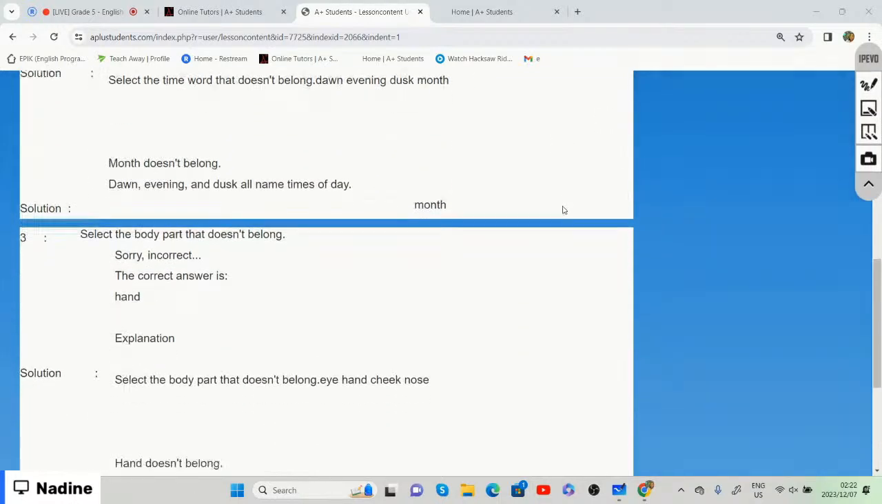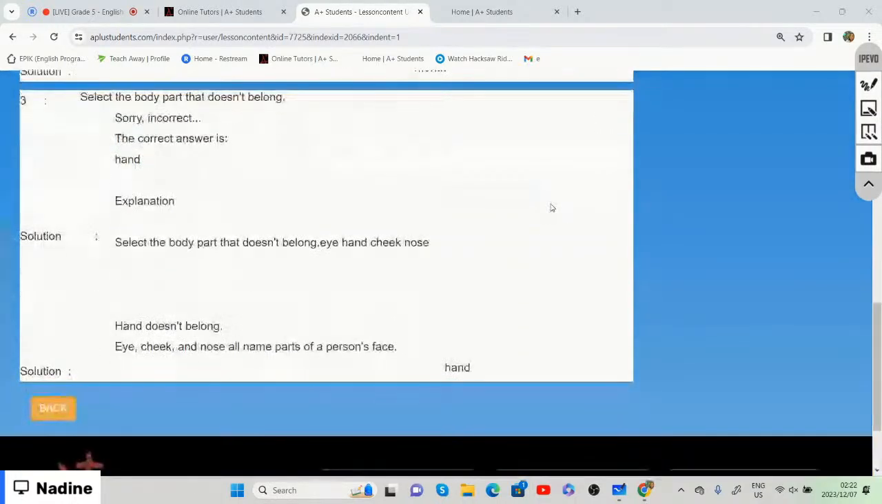All right. It says we need to select the body part that doesn't belong. And this is basically the same because we said the hand is not related to eye, cheek, and nose, because eye, cheek, and nose have got to do with the person's face.